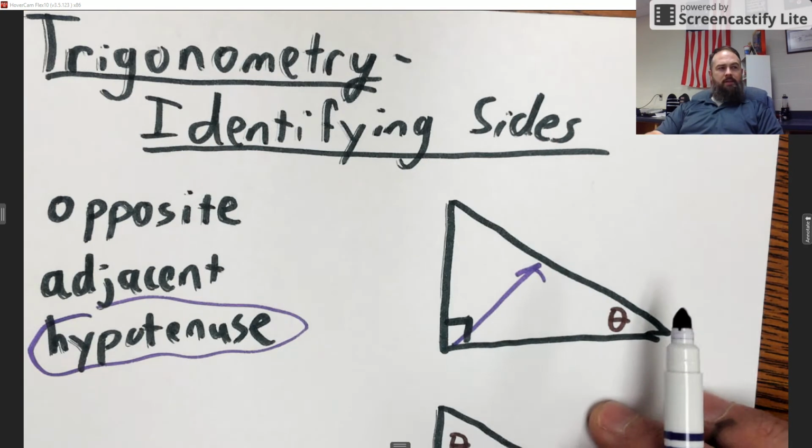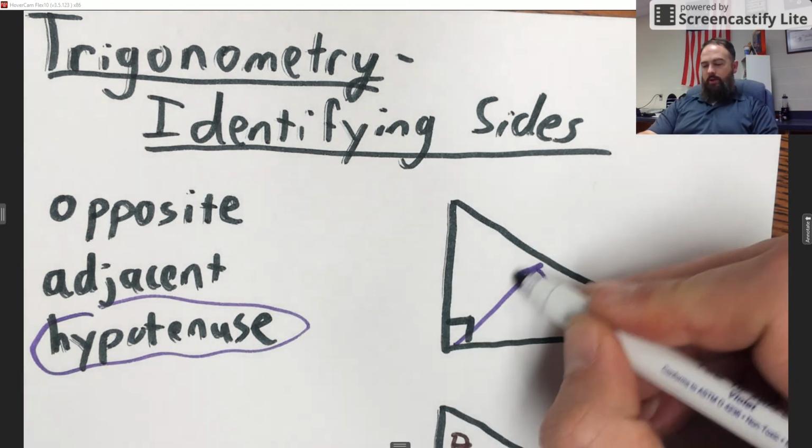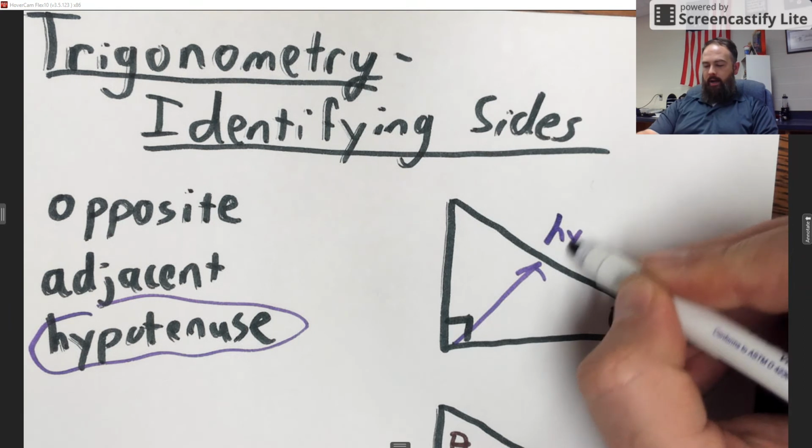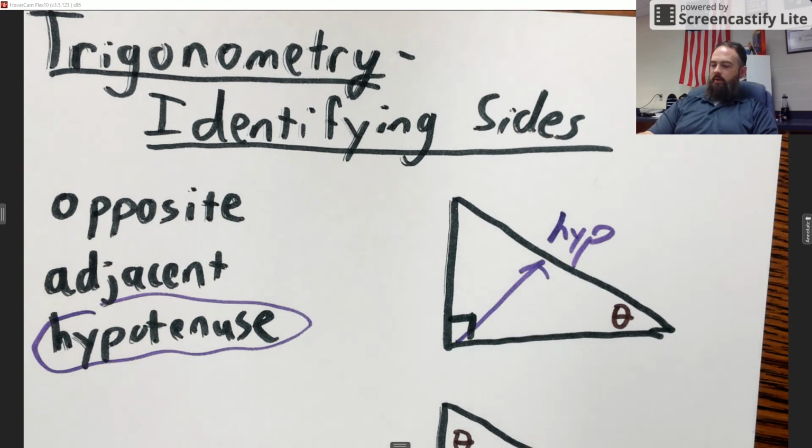First thing I want you to do anytime you're trying to label your sides is always label the hypotenuse first. It's the longest side of the right triangle. It's the one across from the right angle. It's the easiest one to find. So across from my right triangle or my right angle here, I've got my hypotenuse. I'm going to abbreviate all of these using three-letter abbreviations. So we've got the hypotenuse here.